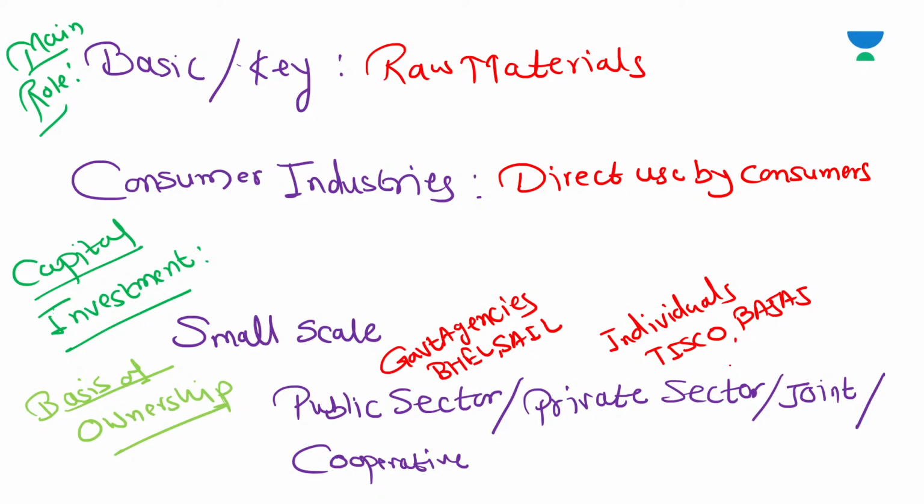Then joint sector industries are jointly run by the state and individuals, or a group of individuals, like Oil India Limited, which is jointly owned by public and private sector.